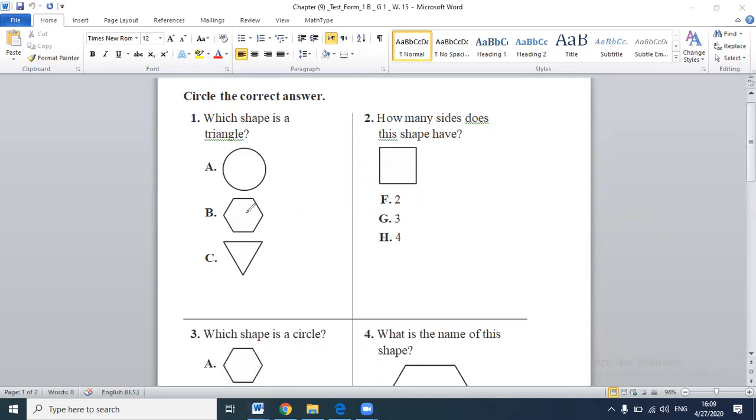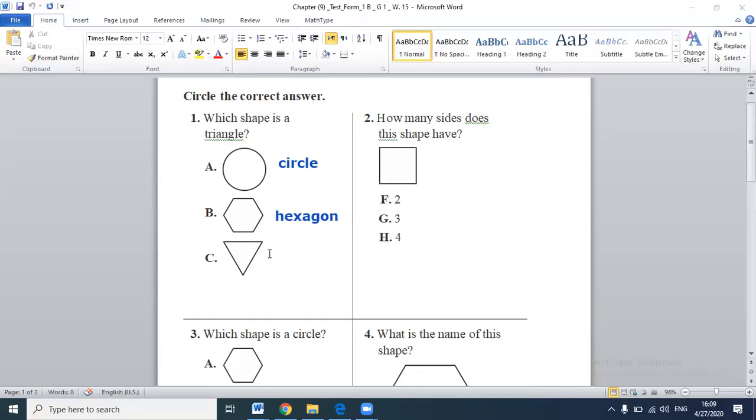And letter B is what? No, this one is a triangle? No. I have six sides, called a hexagon. Okay, this is a hexagon. Why did you not tell us? Teacher, this is a diamond? No, this is a circle, number one, letter A, and this one is a hexagon. This is B. It's not a diamond, it's a hexagon.